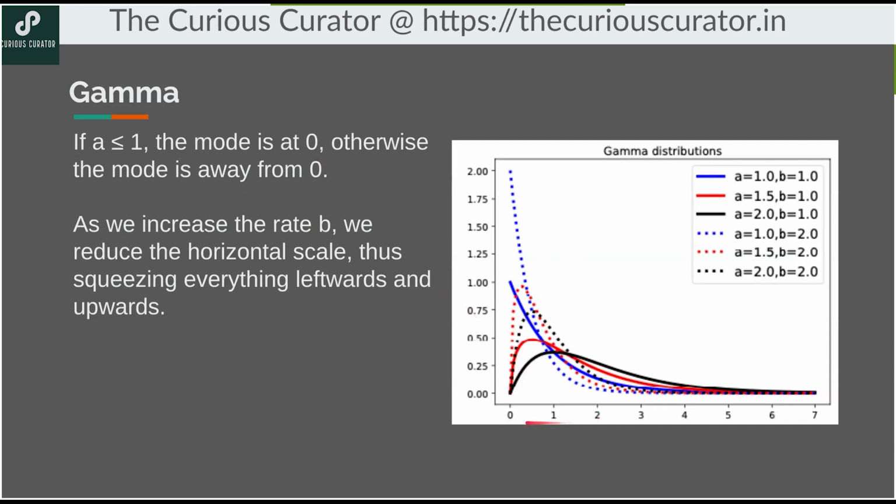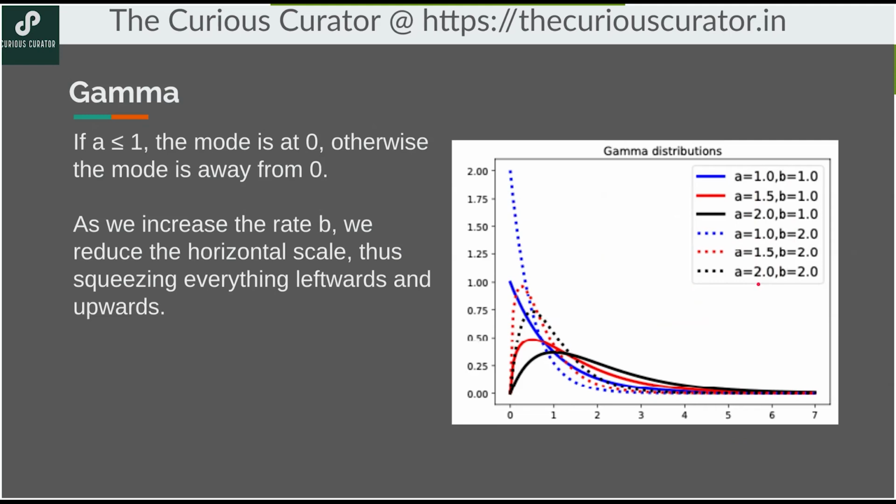So the domain is positive, that is 0 to infinity. Now you can see that when a is equal to 1, the mode is at 0. There are two such cases, the dotted blue and the solid blue. Both of them have a equal to 1, so the mode is at 0. Other cases have a greater than 1, so the mode is away from 0. And the higher the a, the more away from 0 it will be. That's the behavior of a.